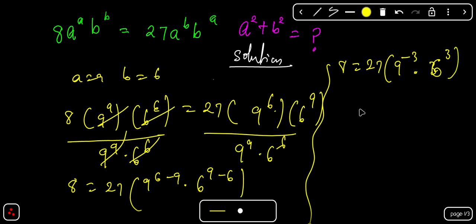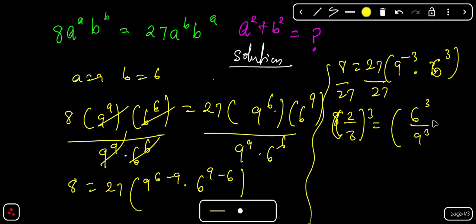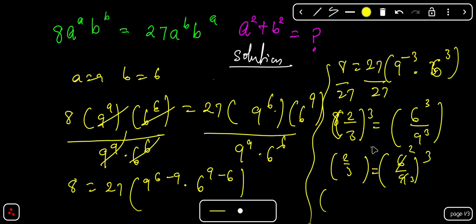All right. So you can divide both sides by 27. So we have 8 over 27, which is 2 over 3 raised to the power of 3, which is equal to, 9 raised to the power of minus 3 is 1 over 9 raised to the power of 3. So we're going to have 6 raised to the power of 3 over 9 raised to the power of 3. So that is 2 over 3 equal to 6 over 9 raised to the power of 3. 3 in 6, that is 2, 3 in 9, that is 3. So we have 2 over 3 raised to the power of 3 equals 2 over 3 raised to the power of 3. So that shows that the value of a is 9 and the value of b is 6.